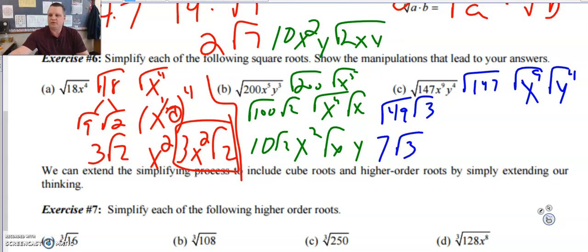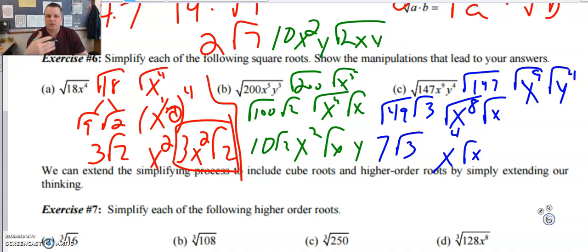Okay? Largest even number less than 9 is x to the 8. So you have the square root of x to the 8 times the square root of x. Square root of x to the 8 is x to the 4th. Then you have the square root of x. Square root of y to the 4th, that's an even number. So you just leave it alone, and here I'll show you. y to the 1/2, because that's a square root, raised to the 4th power. And that's y squared.